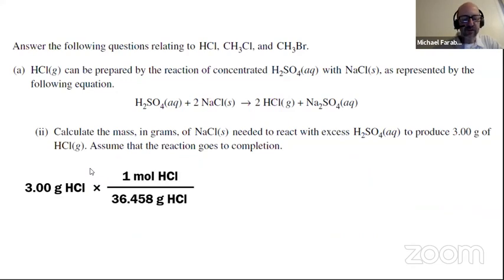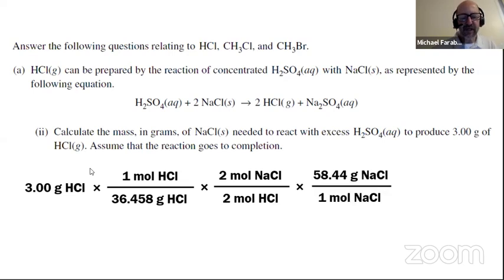That would be hydrogen plus chlorine. So the atomic masses add together to give you 36.458. There's our 2-to-2 ratio from the balanced equation. And then sodium plus chlorine, the atomic masses add up to give you 58.44. So if you start with 3 divided by 36.458 times 2 divided by 2, that's obviously a ratio of 1, and then times 58.44, I'm going to round that off to 3 significant figures. 4.81 grams of sodium chloride is your answer.